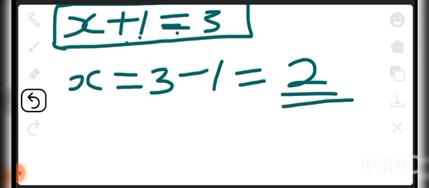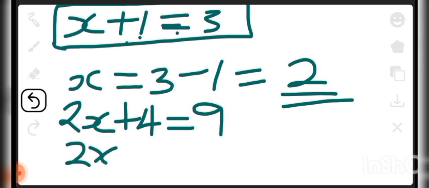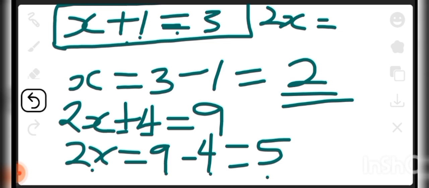Let's look at another one. Let's say we have 2x plus 4 is equal to 9. What is x? The first thing, you collect like terms. We have 2x, then we have 9. If this plus 4 crosses to this side, we change it to minus 4. So 9 minus 4 will give us 5. So the next thing, we have 2x is equal to 5.